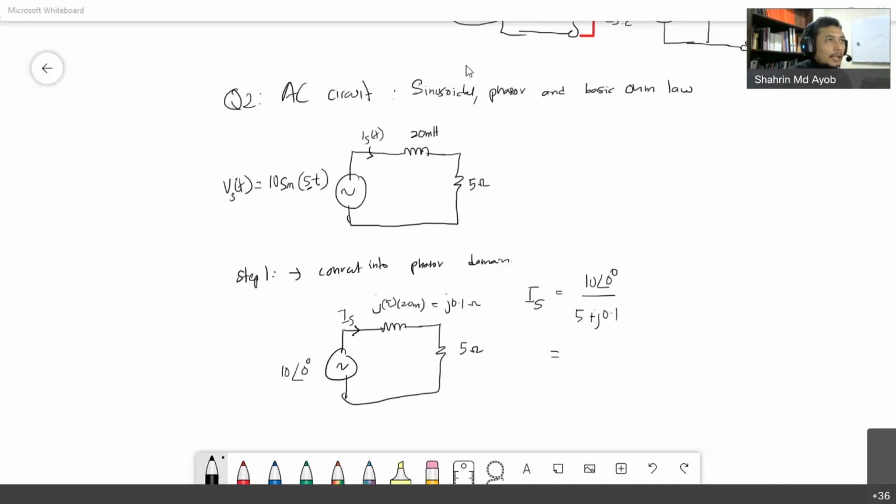I have my big calculator here. Can you see my big calculator? Set the mode to complex first. And then 10, since the angle is 0, you can just leave it like this: 10 over bracket 5 plus 0.1 imaginary i, close the bracket, and you will get the answer. Then I convert into polar form. My answer is around 1.99, which is 2, with an angle of negative 1.145 degrees.